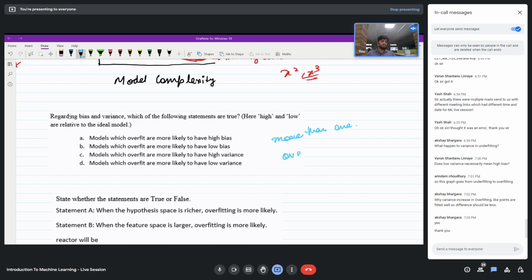When we have overfitting, what do we have high? So when we have overfitting, we have high variance and low bias. Sorry, yeah, low bias. And when underfitting, we have low variance, high bias.